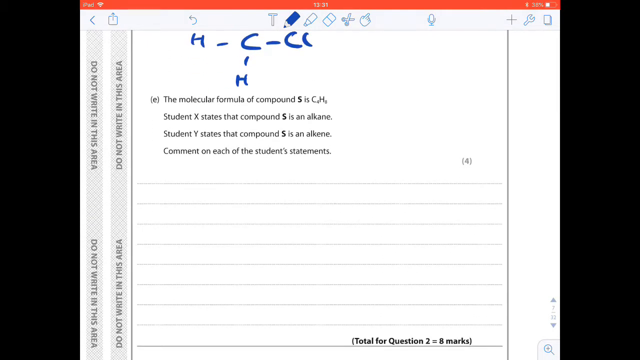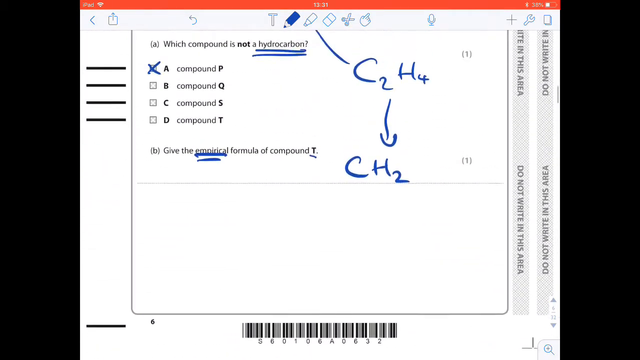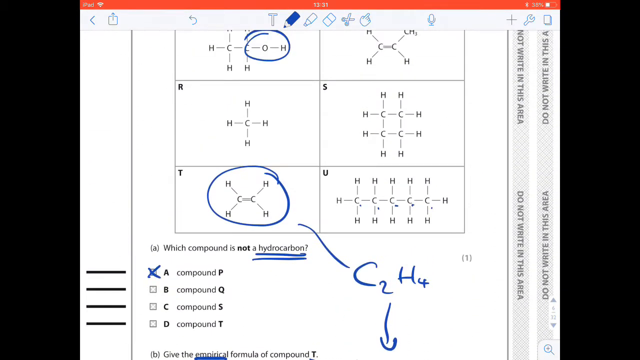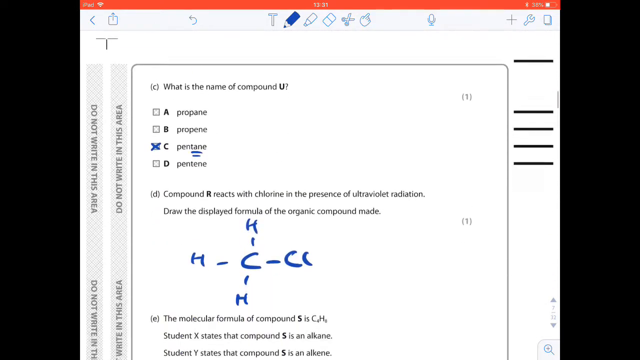Slightly odd question here. Again, student X states that S is an alkane. Student Y states that S is an alkene. If we just have a quick look at compound S again, why might this be considered to be an alkane or an alkene? Well, it's not an alkene because it hasn't got double bonds. And it doesn't seem to fit an alkane because it hasn't got the general formula CnH2n+2. And that's basically what you had to say.